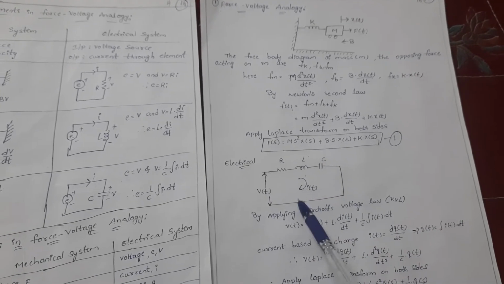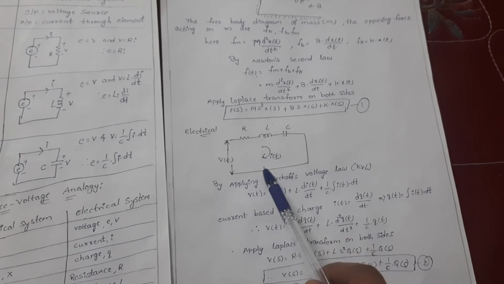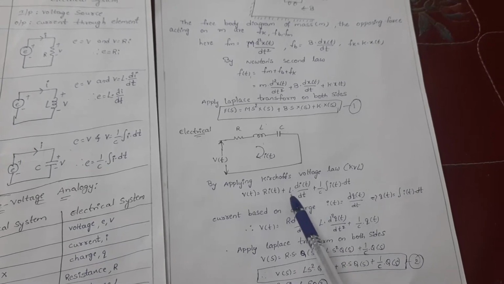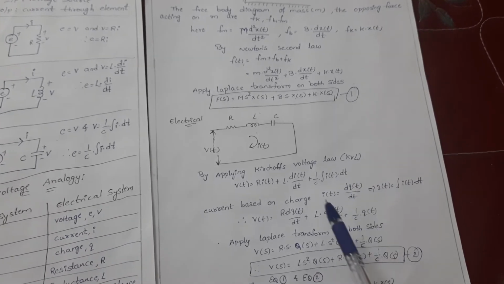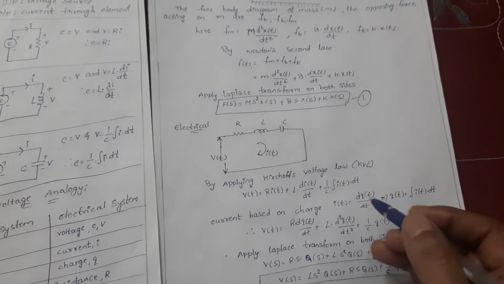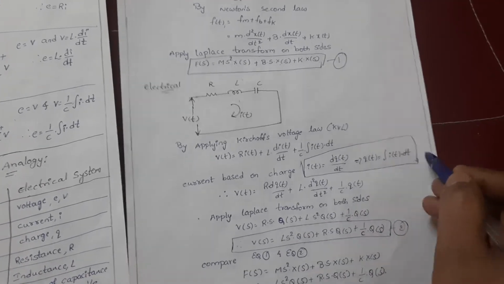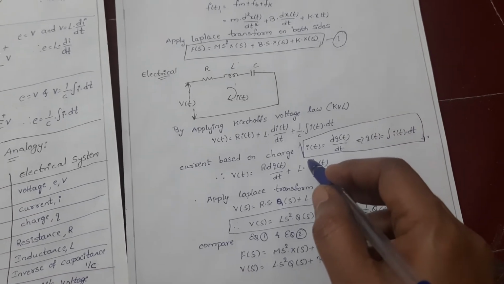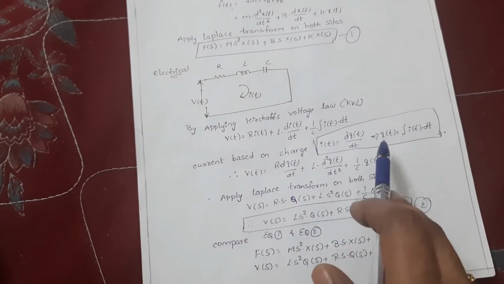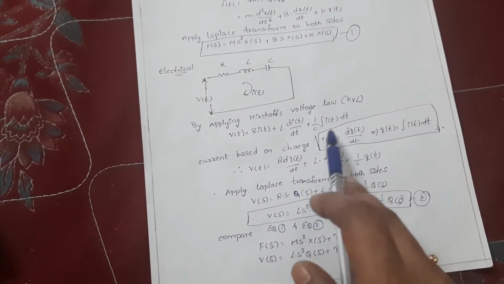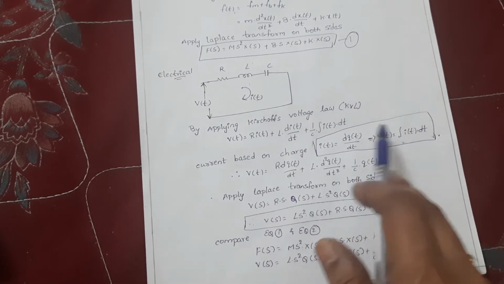Okay, so inside it is current. So apply KVL. You write the equation V is equal to Ri plus inductor in terms of i, L di of t by dt, plus 1 by C integral i of t dt. Now see, this you should remember. In force voltage analogy, this is the main thing you should remember. Current based on charge, i of t is equal to dq by dt. This gives q of t, where differentiation becomes integration. So it becomes integral i of t dt.